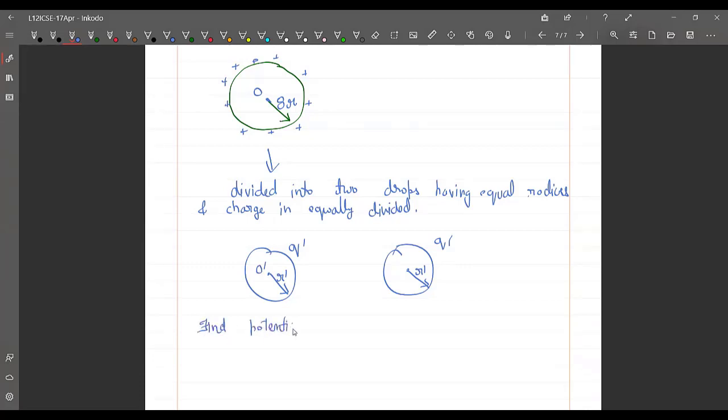Find potential at the center of each droplet, that is at O dash. For that, you have to first find the charge q dash and the radius r dash. And that potential at O dash will be k q dash by r dash. So you have to conserve the volume of the liquid as well as conserve the charge. This is the property of conservation of charge.